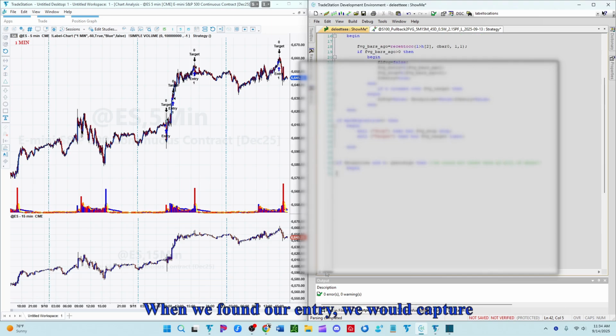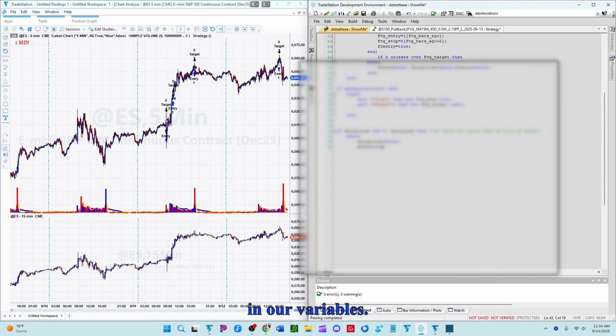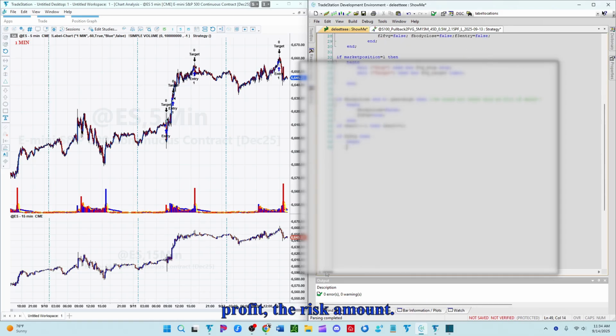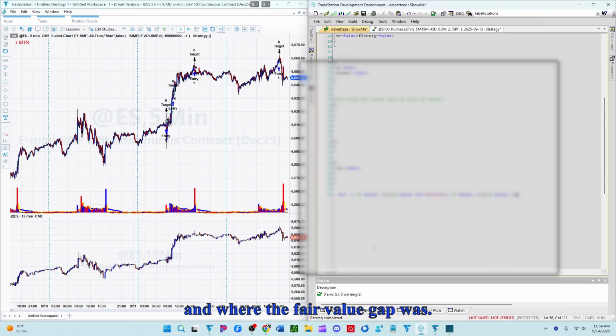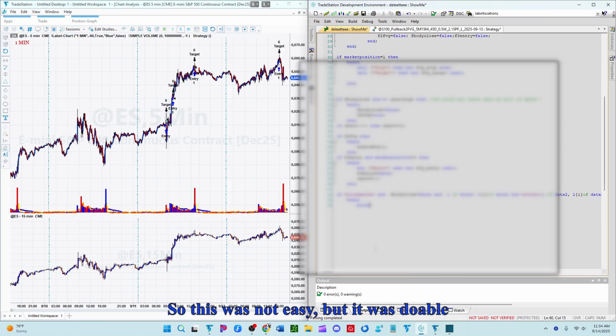When we found our entry, we would capture in our variables the stop loss, take profit, the risk amount. We captured all that. And we also counted the bars. When we found that ground zero candle, we would start a bar count so that when we were checking for the fair value gap, we could look back that number of bars to see what and where the fair value gap was. So this was not easy, but it was doable, and we did it.